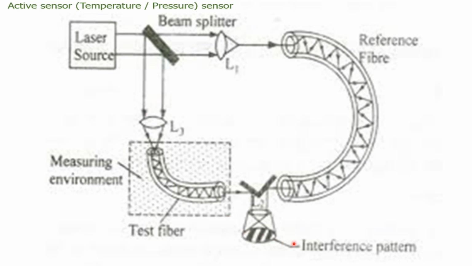Here we are concerned only about the application of optical fiber, so we are not going to the calculation part. We are stopping only with this. Okay, so this is the active sensor construction and working. It may be a temperature or a pressure sensor. Now we'll go for the next one.